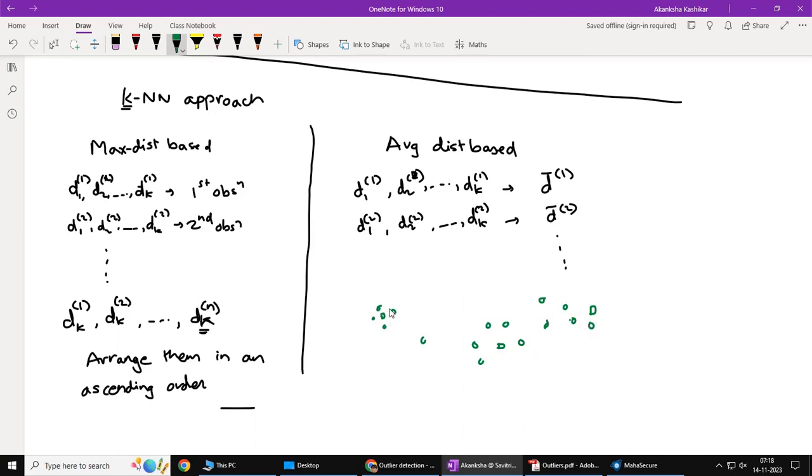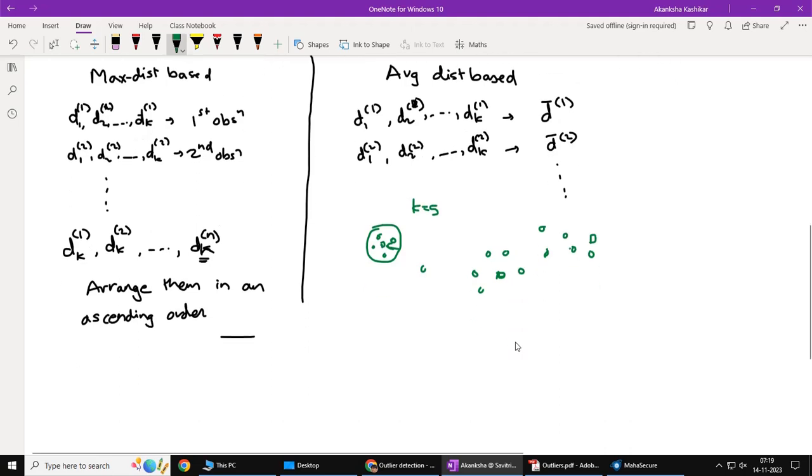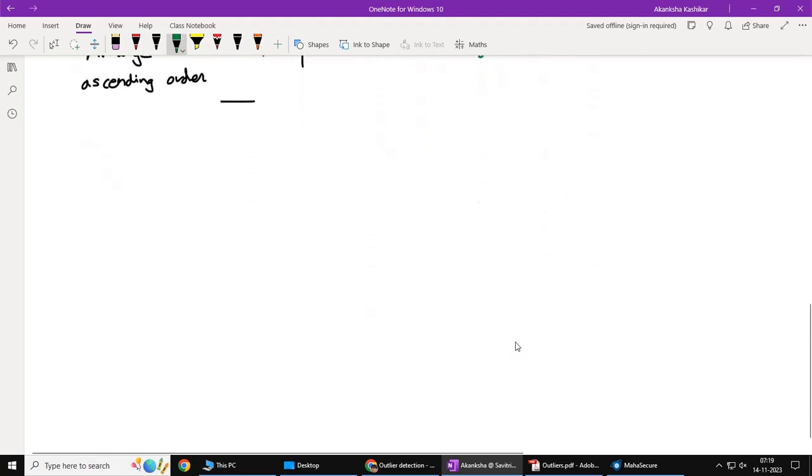Now here you can see that these four neighbors are pretty close, only this one is an outlier. So if I am trying with k equal to 5, this observation will still be declared as an outlier even though the other four observations are pretty close. Compared to that, this has all the observations at a higher distance, but it may not be declared as an outlier. So to avoid such problems, we use the average distance based method. These are two approaches based on the k nearest neighbors method.